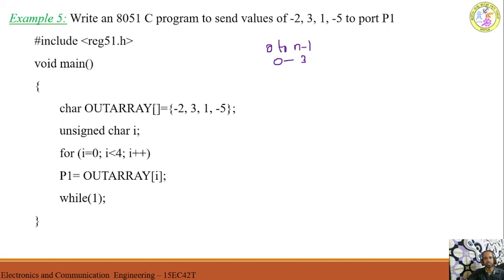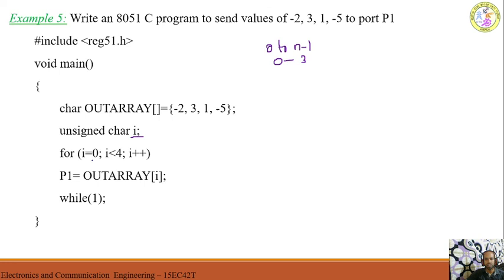In the memory, all these data will be stored in the array memory. And then unsigned char, I will declare one variable I. Then for I is equal to 0, I less than 4, I plus plus, P1 is equal to out array of I.